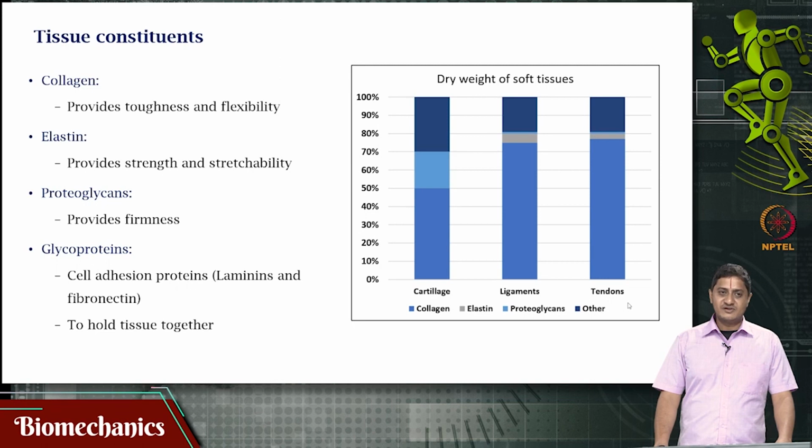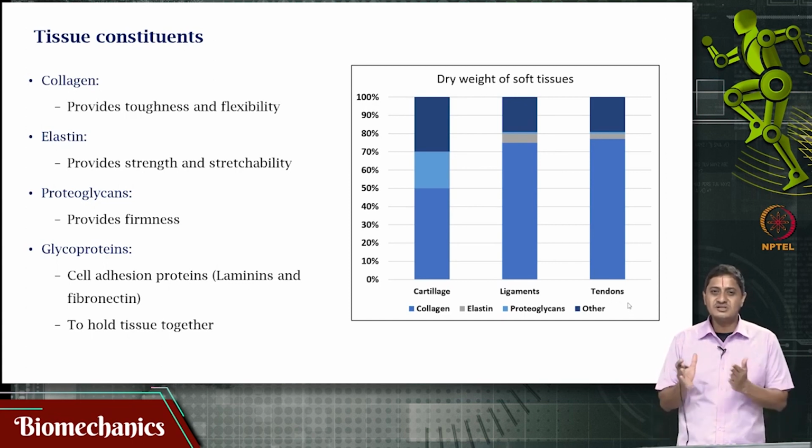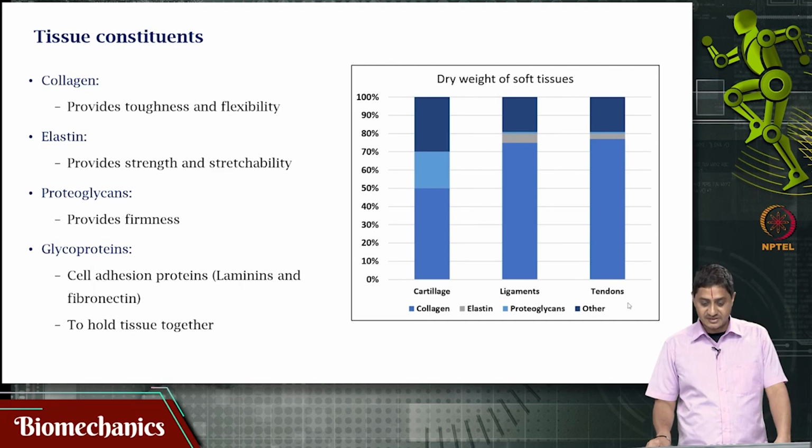glycoproteins like laminins and fibronectin that hold tissue together. They are also called cell adhesion proteins. Adhesion means what? Adhesion means to adhere together, right? To stick together, to hold on together. Right? Cell adhesion protein.